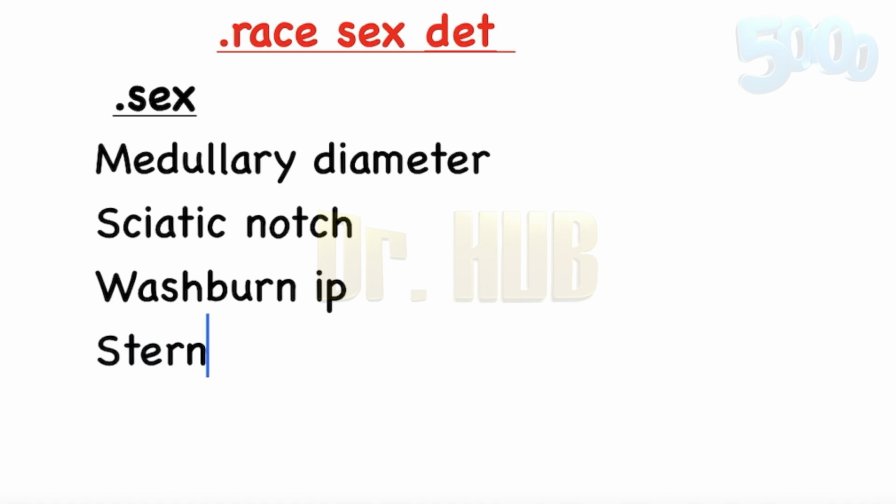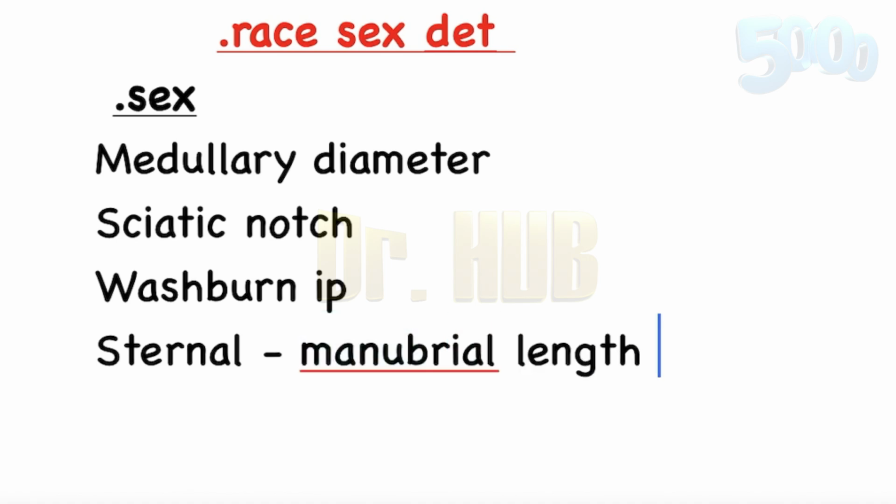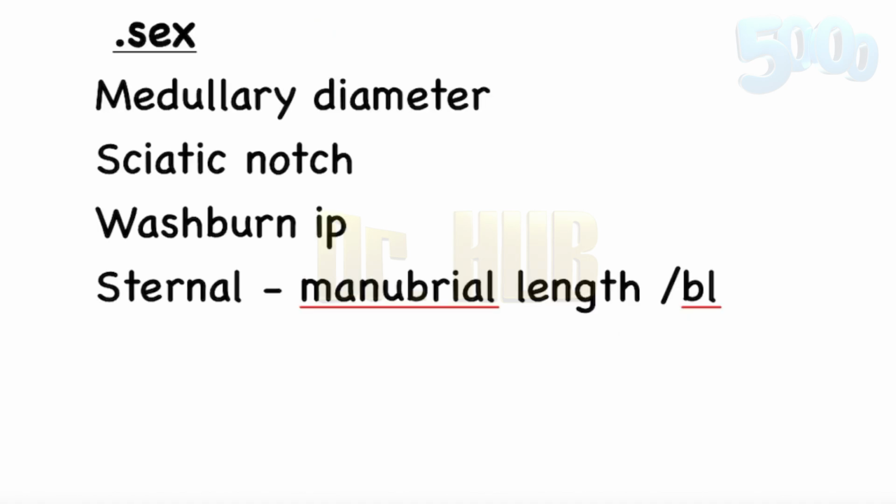Next is something known as the sternal index. Sternal index means the manubrial length by the body length, manubrial length divided by the body length. So we spoke about the medullary index, the sciatic index, the Washburn index, the corporobasal index and the sternal index.